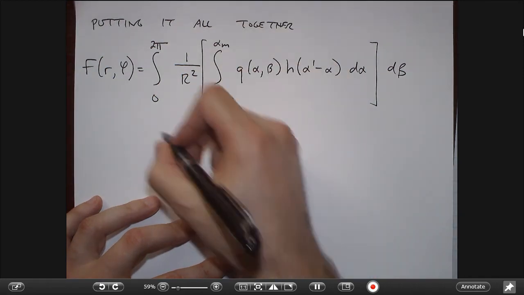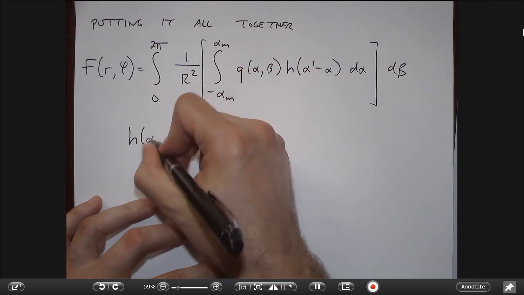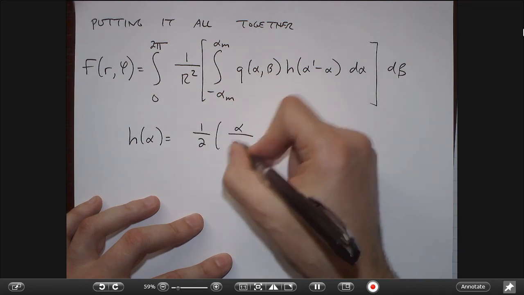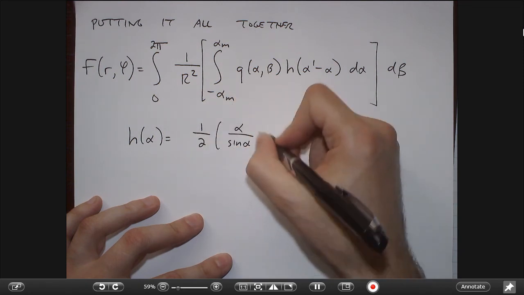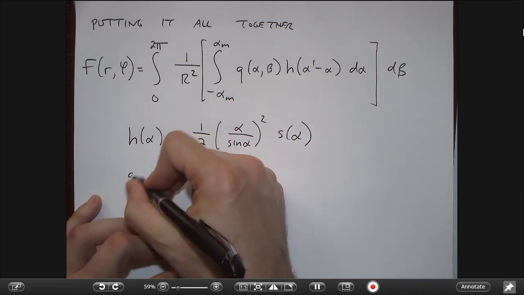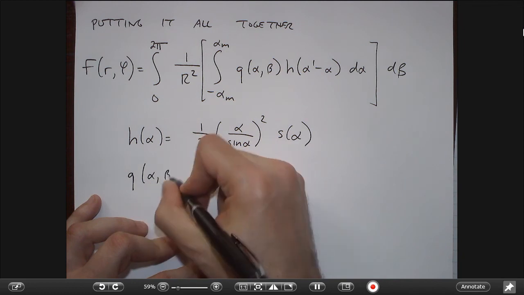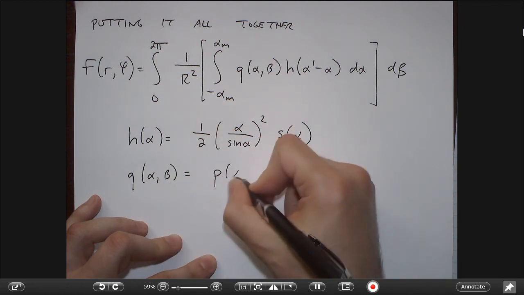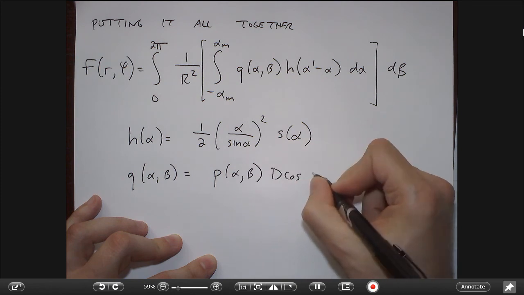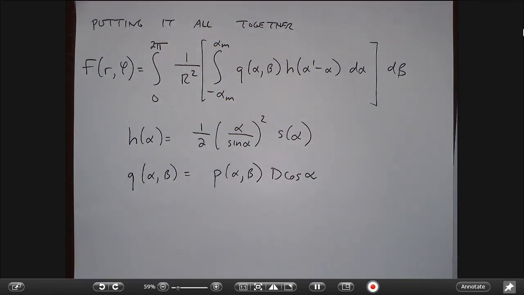So what do I do here? I defined this H, which collects some of these terms that were hanging around before. I defined this Q as something that is basically like the alpha beta projection, but I'm going to fold in the d cosine alpha term here, right?